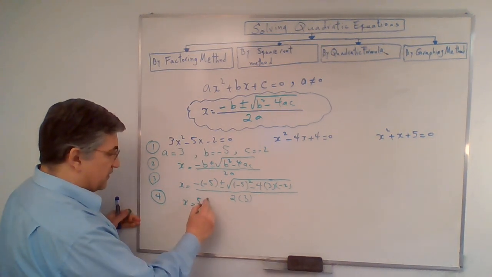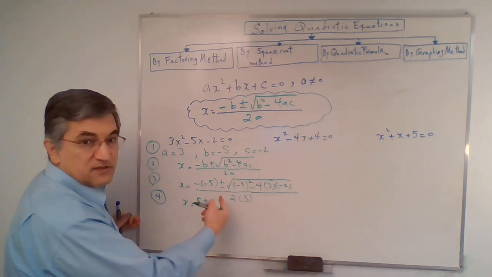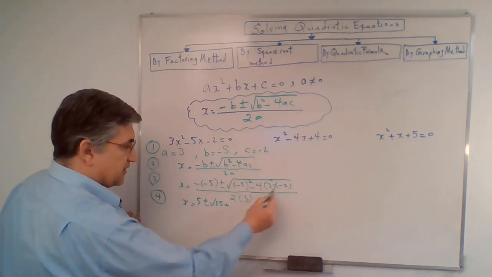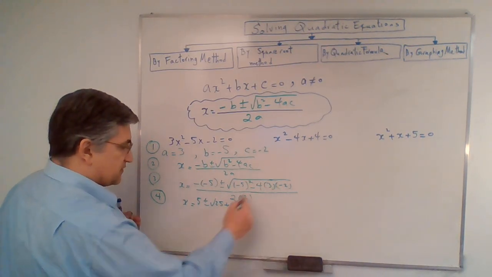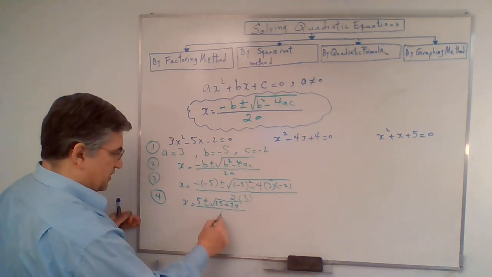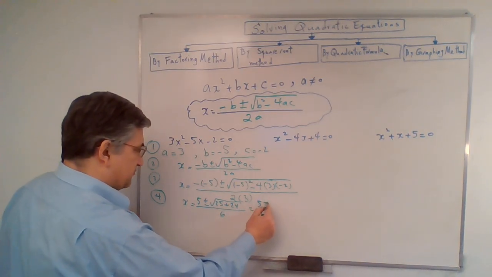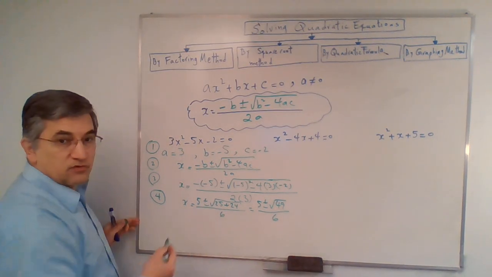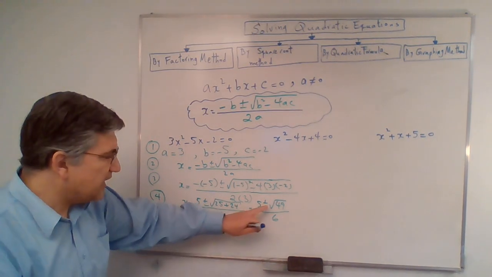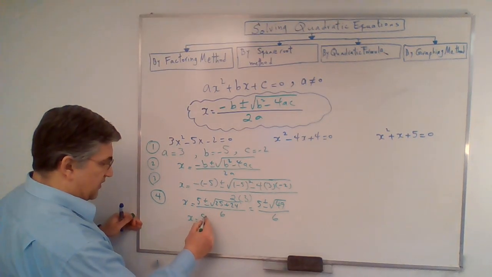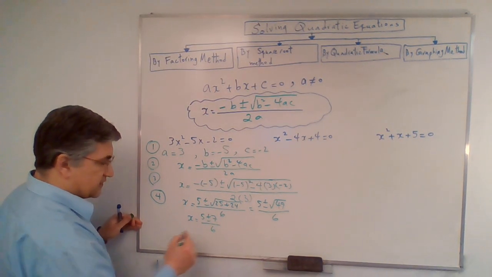Negative of negative 5 is just 5. And then we have negative 5 squared, 5 times 5 is 25. So we have 25. Negative times negative is positive. So that's 6 times 4, 24. So under the radical, I think I will end up with 5 plus or minus the square root of 49, if I'm not mistaken. 24 and 25 is 49. And what is the square root of 49? It's 7, obviously. So I'm going to say x equals 5 plus or minus 7 over 6.